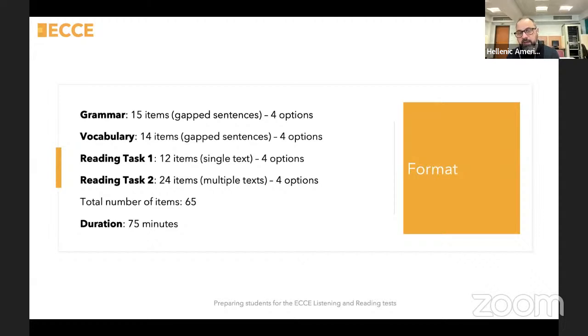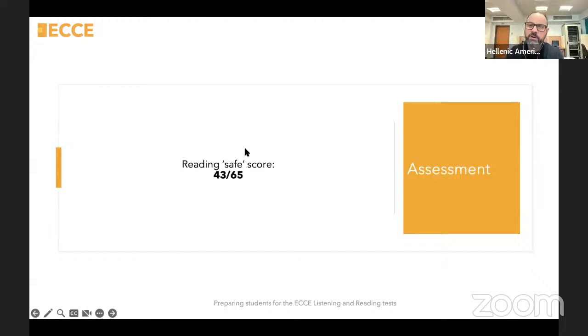Reading task one, it's all about single texts, and of course, 6 questions for each text. And then we've got multiple texts on a common theme that again they need to answer some questions on. You will see that it's quite guided, reading task 2 and task 1 as well. So 65 questions in total, and of course, 1 hour and 15 minutes, so 75 minutes in total to answer 65 questions. What's a safe score for this particular part?